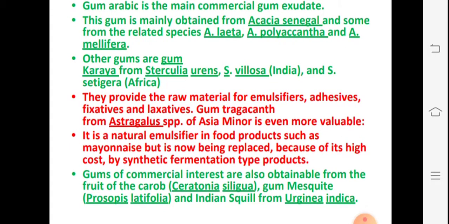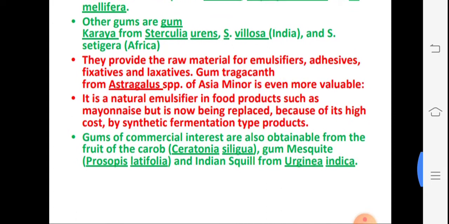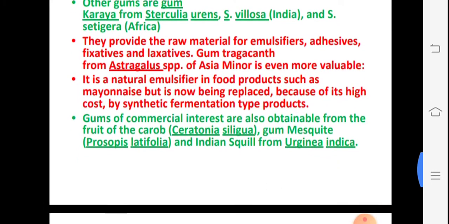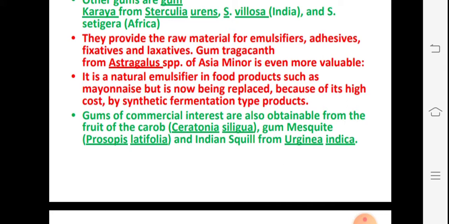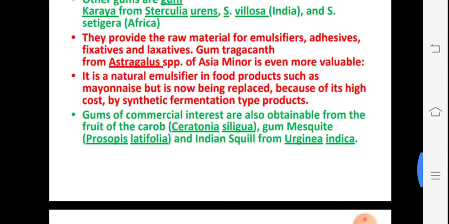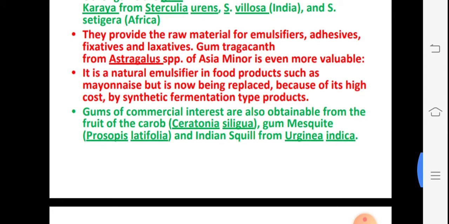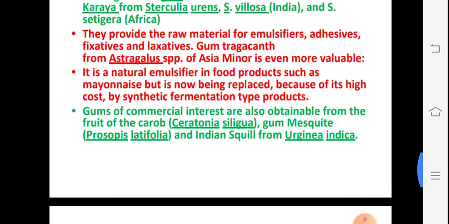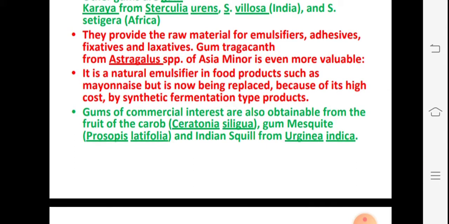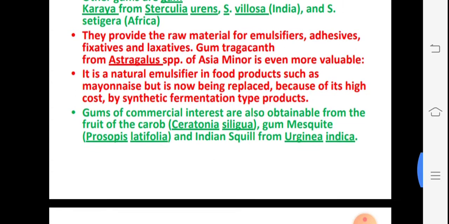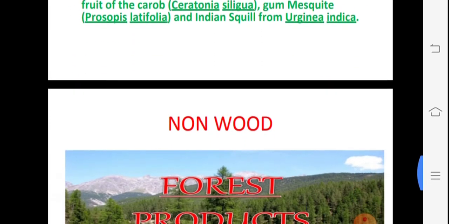Then it provides emulsifiers, adhesives and fixatives. Then there is Astragalus gummifer. Generally, as we know, these are used for synthetic fermentation type products. Interestingly, there are some fruits of the carob, whose genus is Ceratonia siliqua. Then gum mastic, Prosopis juliflora, and the Indian squill, Urginea indica. Urginea is a bulb, so it also gives these types.